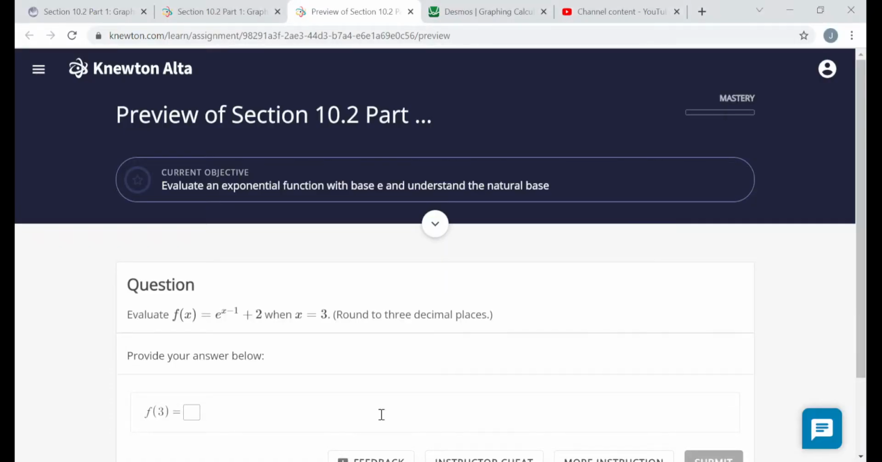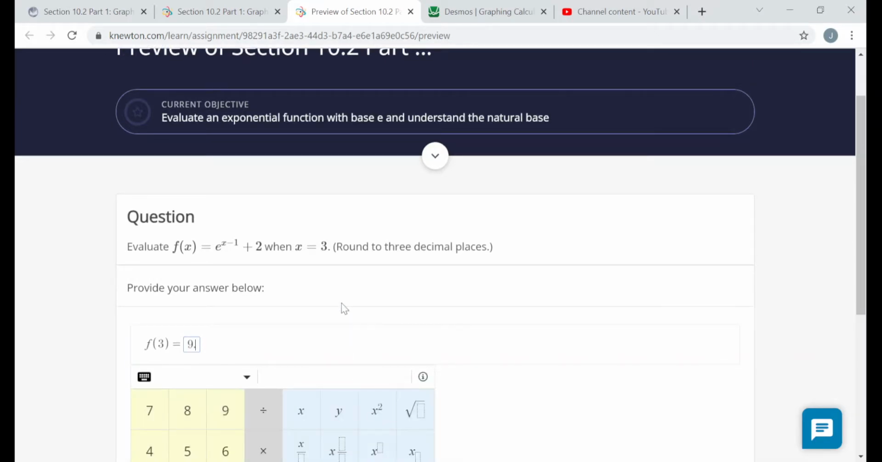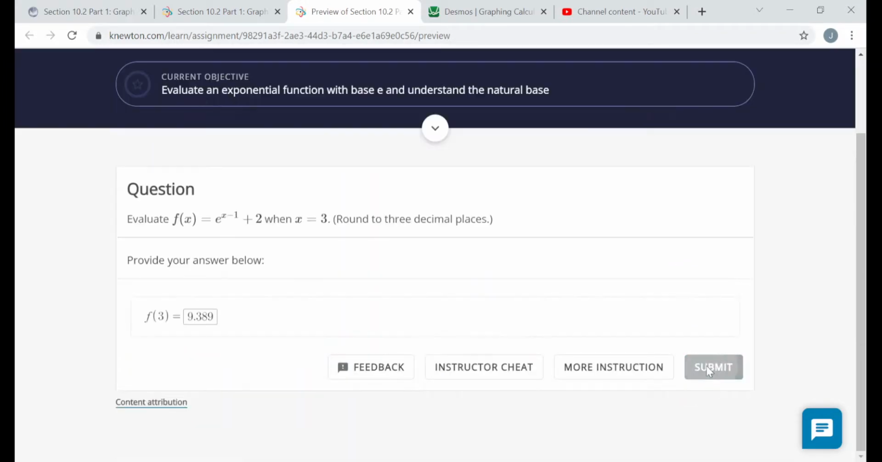Great. So let's do that here, right? Just enter 9.389. And that's it. That is all we are asked to do here.